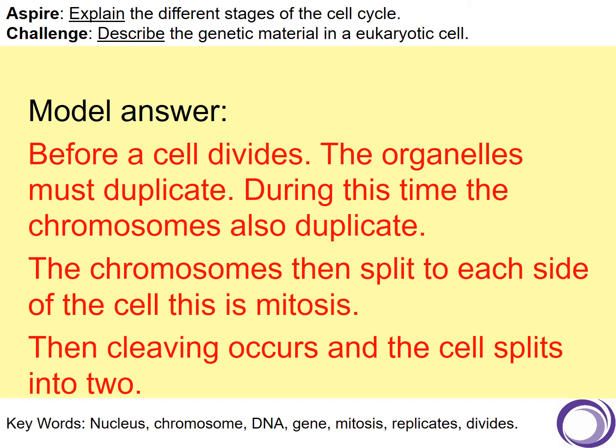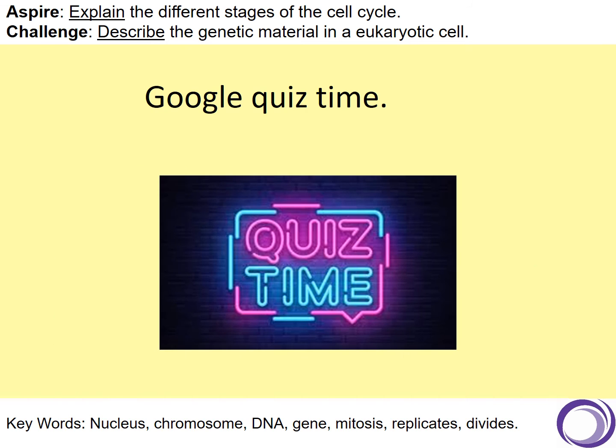And then you've got cleavage, which occurs, and that splits the one cell into two, and you might talk about identical cells, that will get you a mark, or the clones of cells. You might talk about a new cell membrane being formed. All of those are great answers. Okay, so just have a look at how many you would have got, mark it out of six.